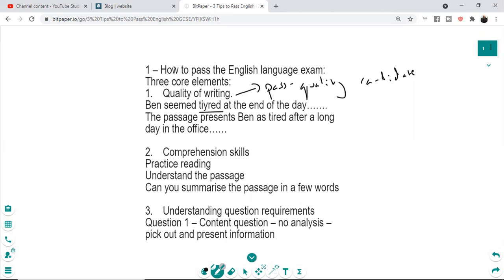Next up, comprehension skills. This is very straightforward. People can just misunderstand the passage, or have a slightly patchy understanding of the passage that you're faced with. There's a number of things we can do to improve those comprehension skills. Number one, practice reading. You should really have your own reading practice outside of school.